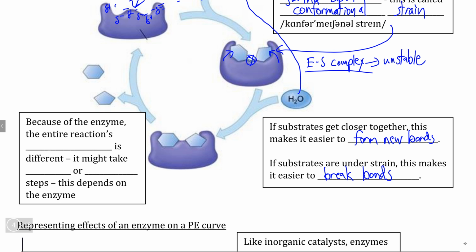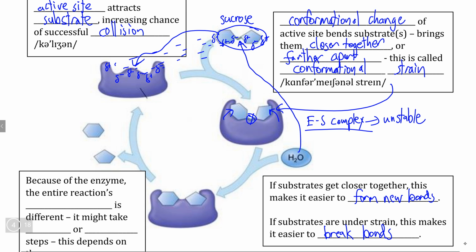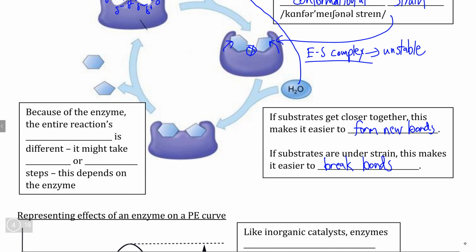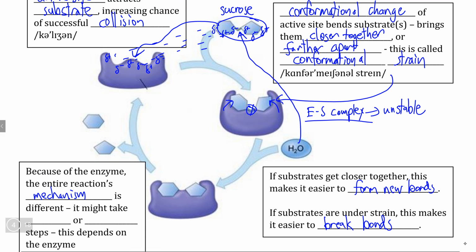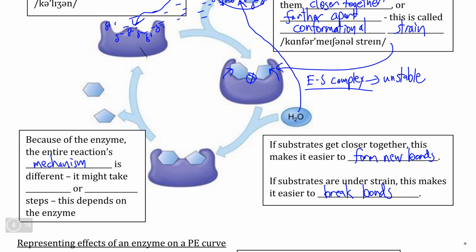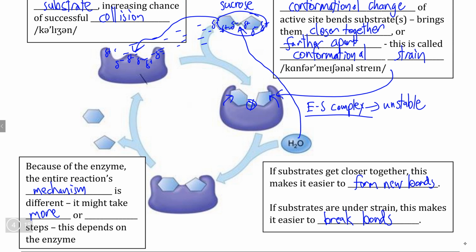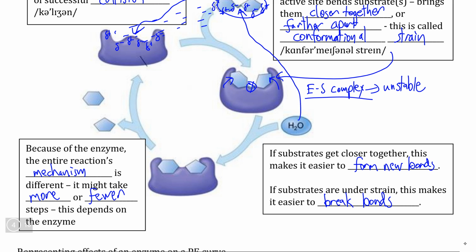Now, because the enzyme's entire reaction is different than how this reaction would happen outside of an enzyme, this means that the enzyme has actually altered the mechanism, which is the specific movement of electrons between the different reactant molecules in order to change the bonding structure. So depending on what an enzyme actually does in its mechanism, this may take a greater number of steps than the original process without the enzyme, or it could make the process more streamlined and happen in fewer steps.